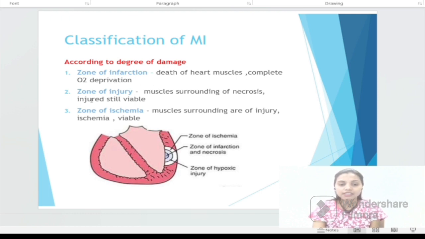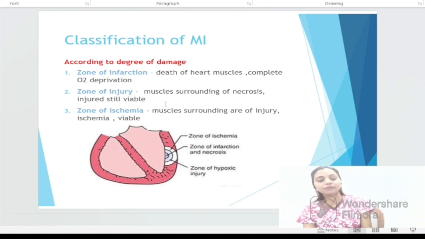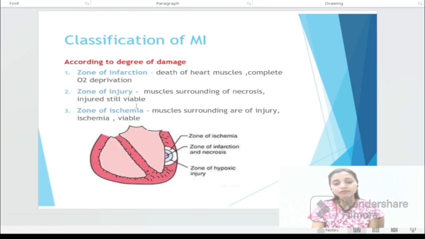Okay, so second, zone of injury. So the muscle surrounding the necrosis is injured but still viable. Okay. So next is the half circle line which denotes the zone of injury. The zone of injury is the surrounding area of necrosis, but it is not completely dead. Okay. So it has impaired function and does not work properly, but it is viable. Viable means if oxygen supply is restored to these areas, they can recover and restart their functions properly and normally. Okay. So this second lining area denotes the zone of injury.